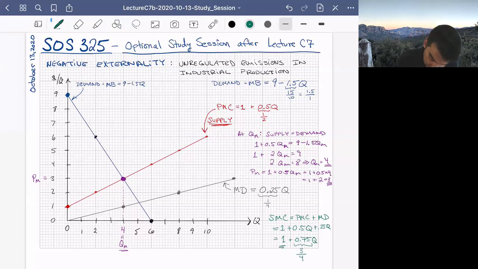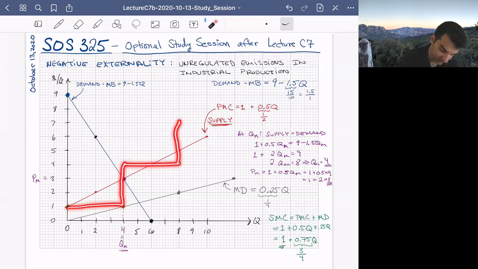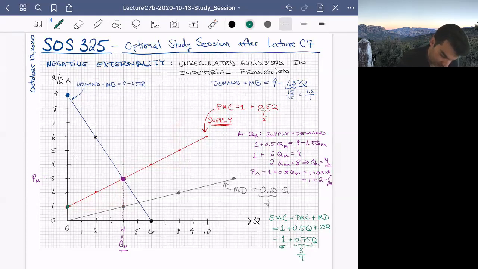So it starts over here at 1, just like the private marginal cost. And every 4 that I go over, it's going to rise up 3. Every 4 that it goes over, it rises up another 3, and so on. So every 4 it goes up 3, that puts a dot here. Every 4 it goes up 3, I put a dot here.